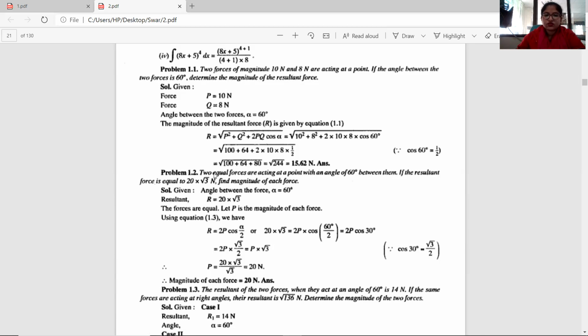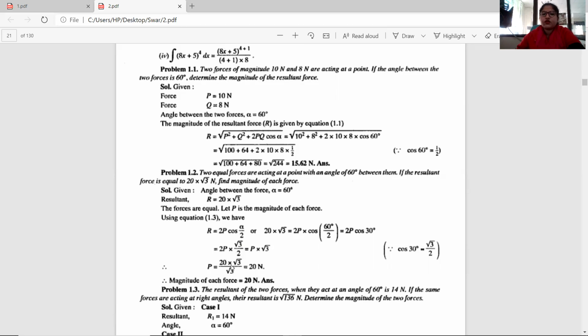Next, my problem says two equal forces are acting at a point with an angle of 60 degrees between them. If the resultant force is equal to 20 multiplied by under root of 3 Newton, find the magnitude of each force. The angle between the forces is alpha equals 60 degrees. R is given as 20 multiplied by under root 3. Let P be the magnitude of each force. Then R equals 2P cos alpha by 2, which is 20 multiplied by root 3 equals 2P multiplied by cos 60 by 2. Then my value will be P multiplied by under root 3.